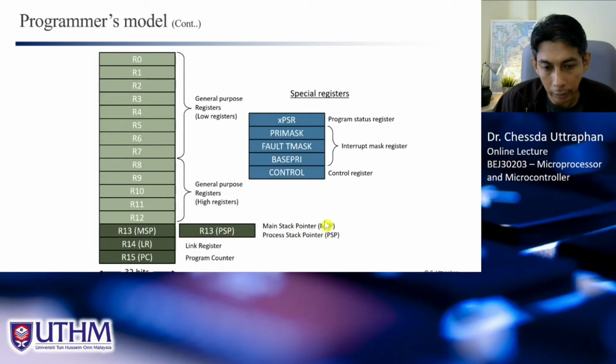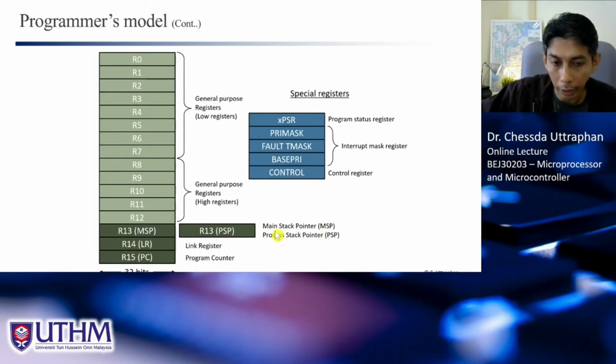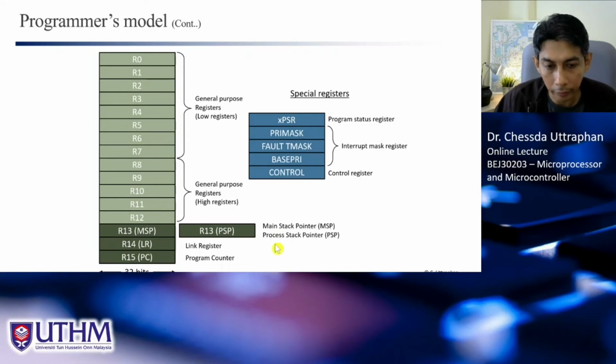This is used for the main program, for example in the OS and so on, I mean used by the system. The second one, the process stack pointer, is for user programs. When we write the program and we want to use the stack, we will use the process stack pointer.